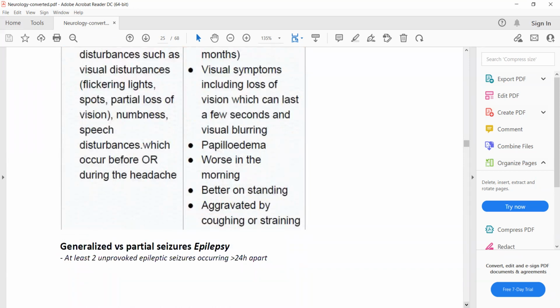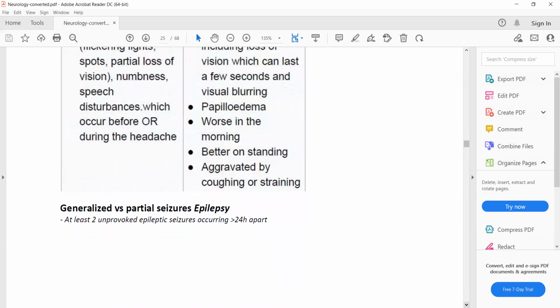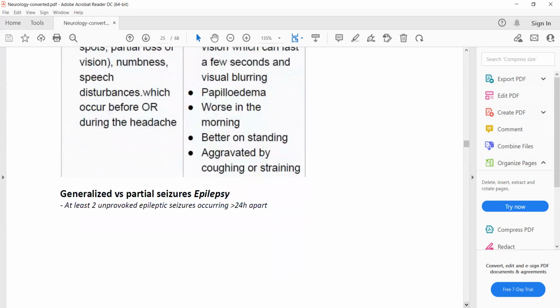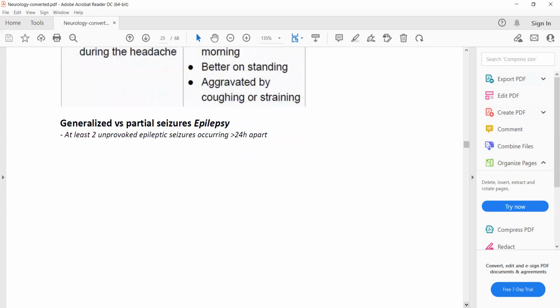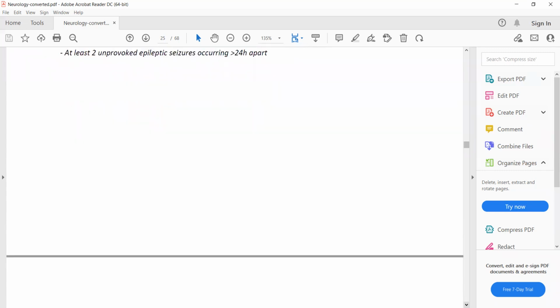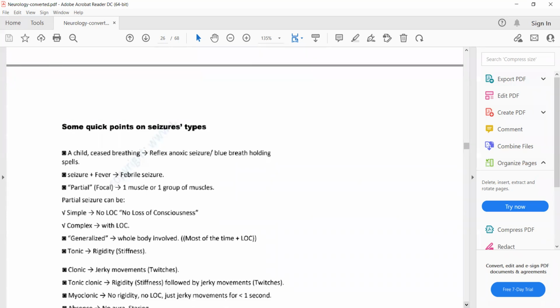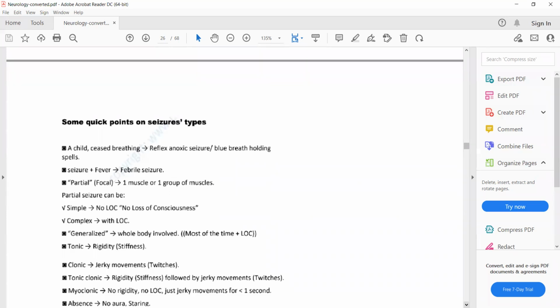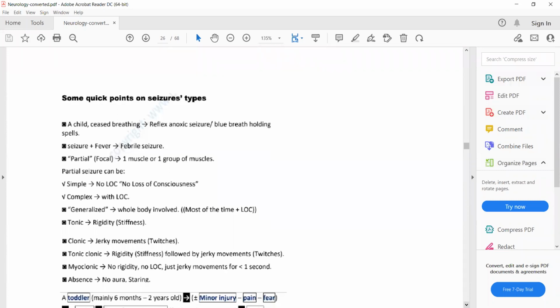Anyone else want to ask any question? Okay, so our next topic is seizures and their types, and epilepsy. So what are the types of seizures that are usually asked in the PLAB 1 exam?